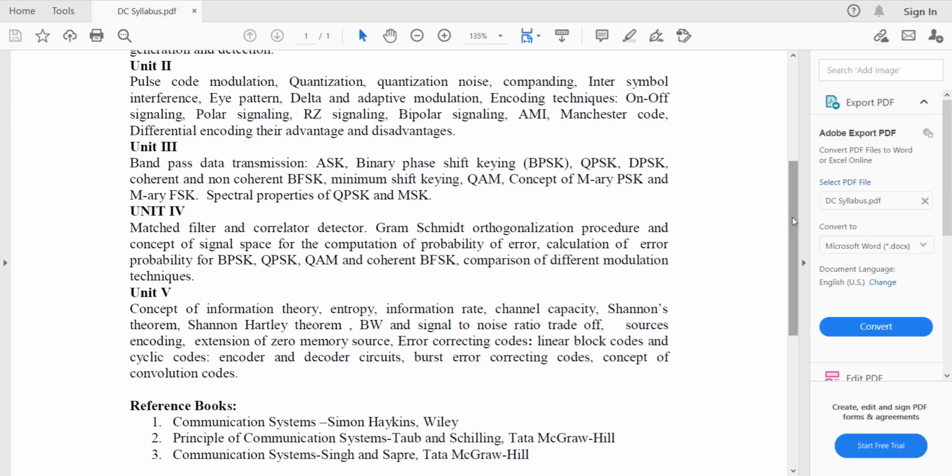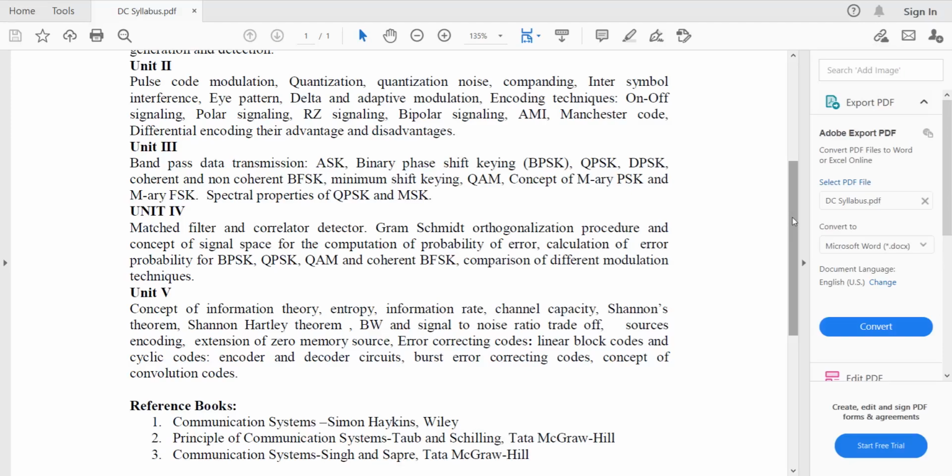Then source encoding we have already studied. This is used to reduce the number of bits required to transmit a signal from transmitter to receiver. Then there is zero memory source, extension of zero memory source. It helps us in increasing the entropy basically. So we'll see why it is done and how it is helpful to us.